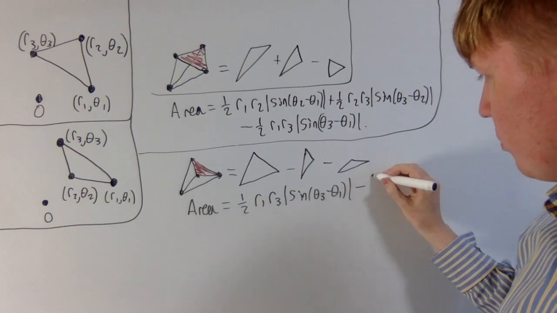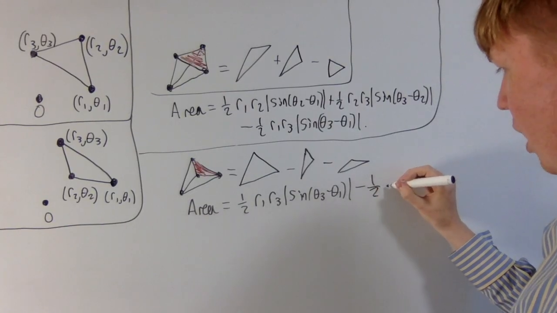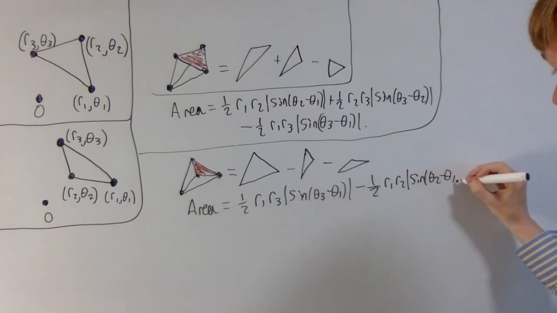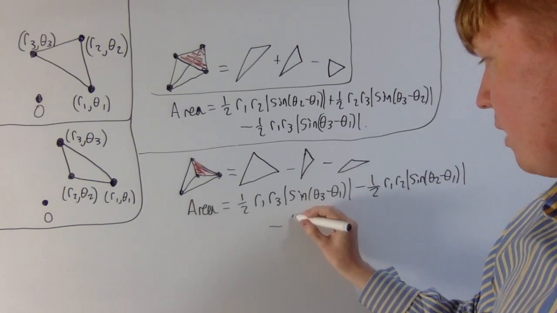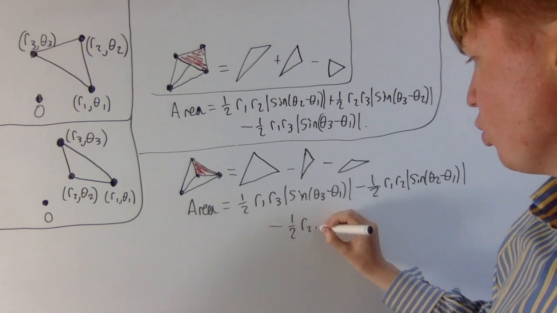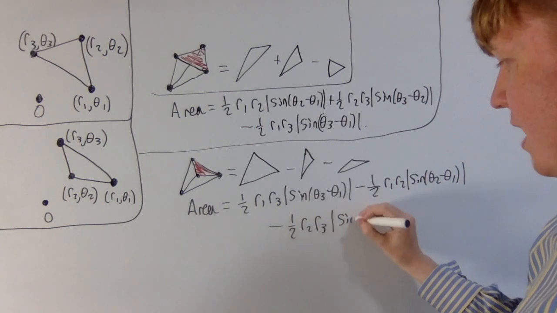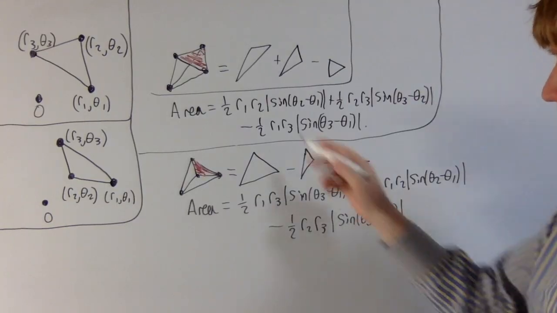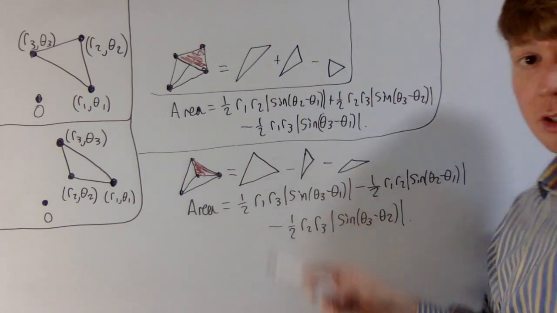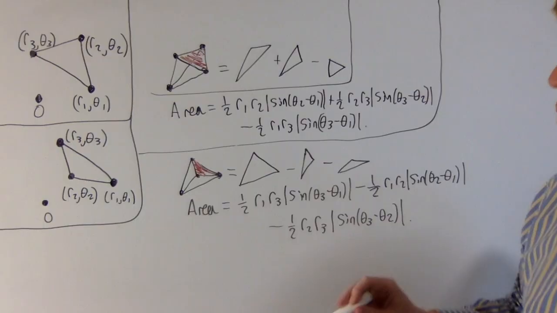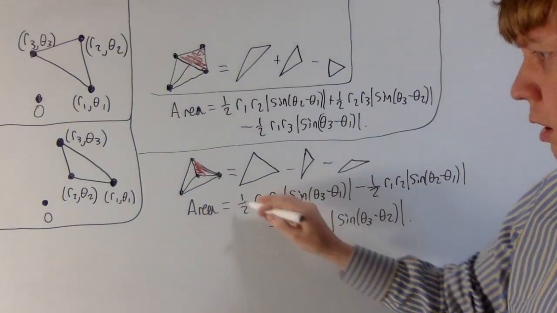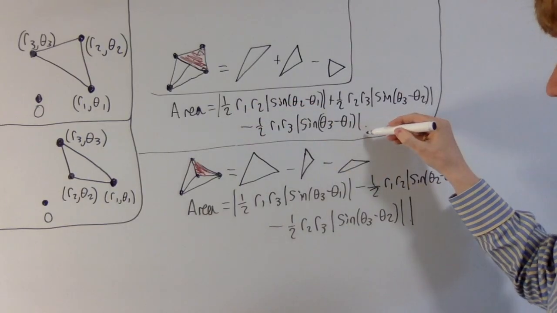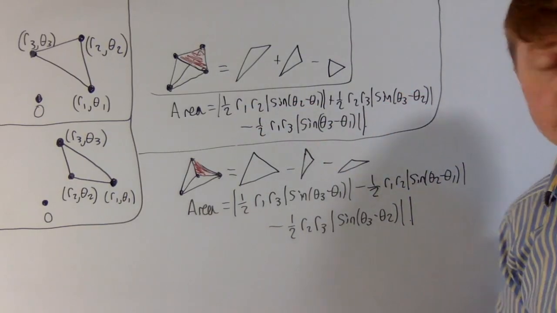Then we've got to do 2 subtractions. We take away a half r1, r2 absolute value of sine theta 2 minus theta 1. And we've also got to take away a half r2, r3 absolute value of sine theta 3 minus theta 2. And then if you compare these two area formulas, you can see that one is the negative of the other. So we can combine these two cases into one just by taking the absolute value of everything here, because the area is always going to be positive.